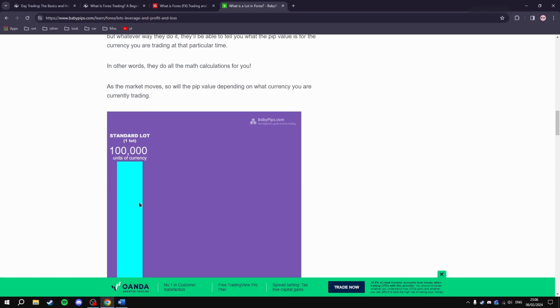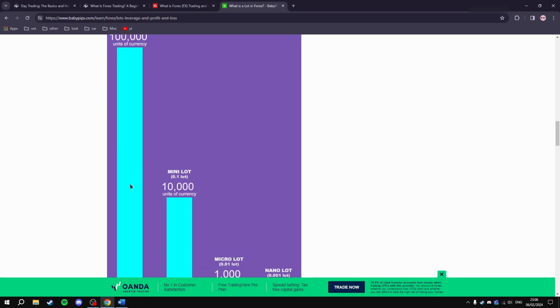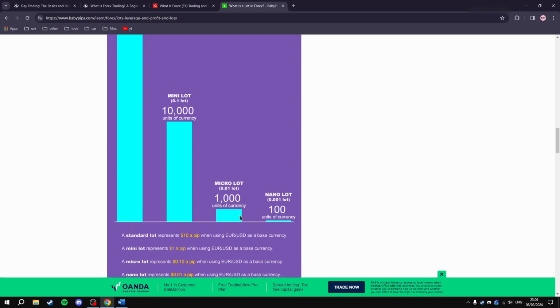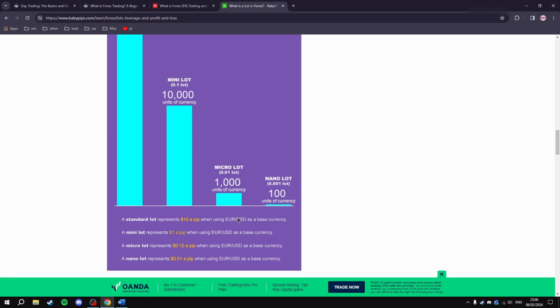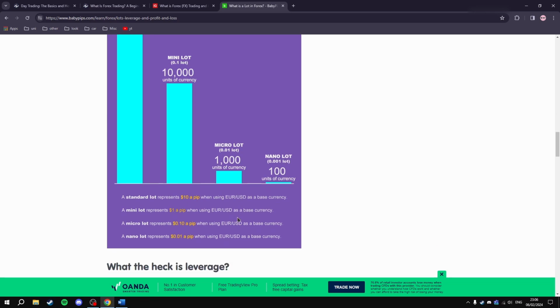Standard lot is one lot's 100,000 units of currency, mini lot is 10,000, micro lot is 1,000, nano lot is 100. A standard lot represents $10 a pip when using EUR/USD as a base currency. A mini lot represents $1, micro lot is $0.1, and nano is $0.01 of a pip.